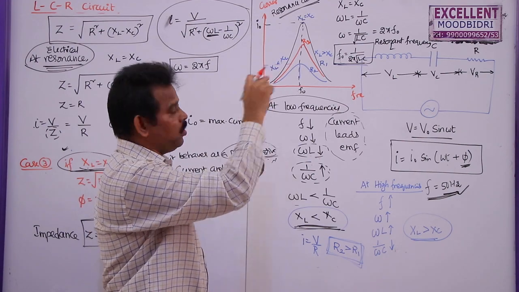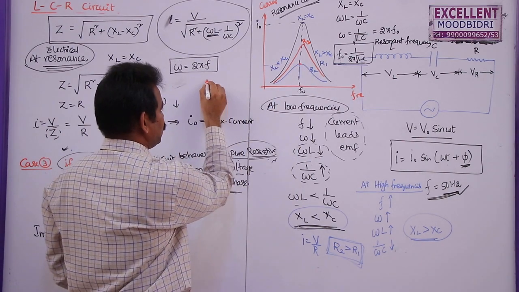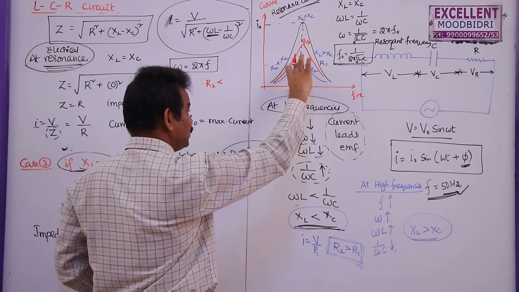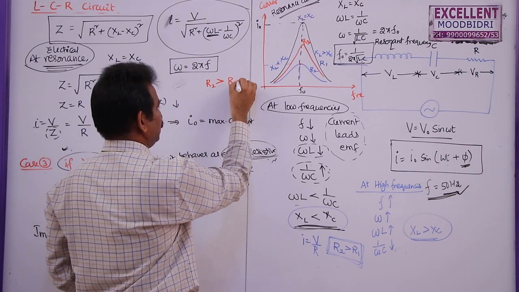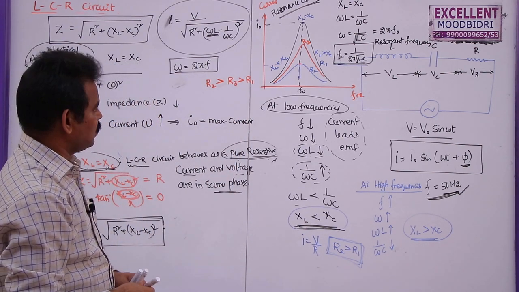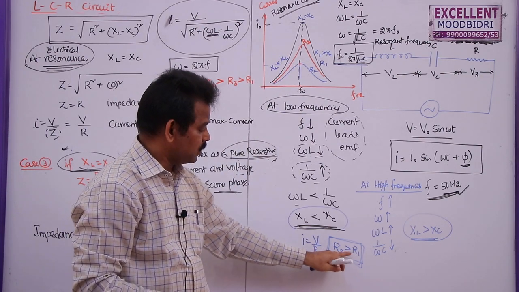Whenever resistance is more, current is least. So R2 is the least value here. Sorry, here current is less, so R2 is greater. So R2 is greater than R3, which is greater than R1. This is the relation that we got previously. If you take only two, we will get R2 greater than R1.